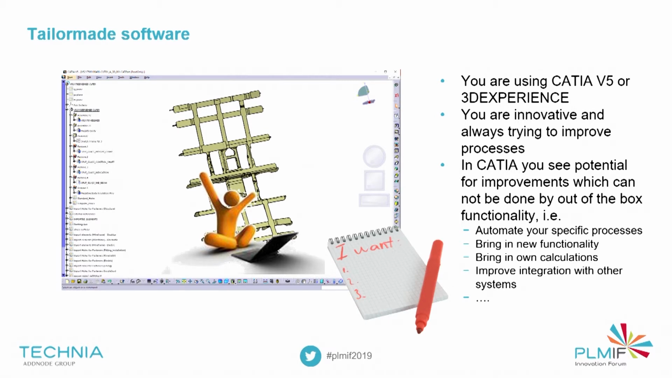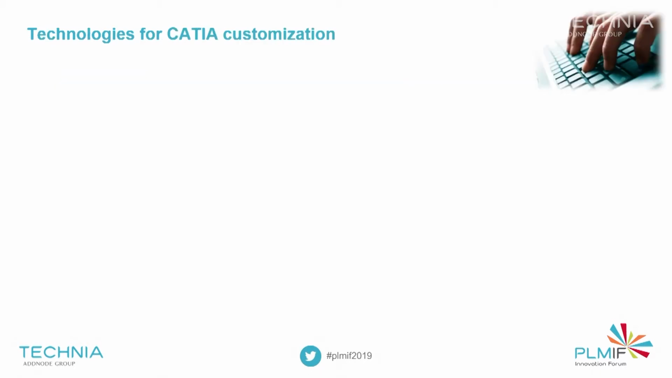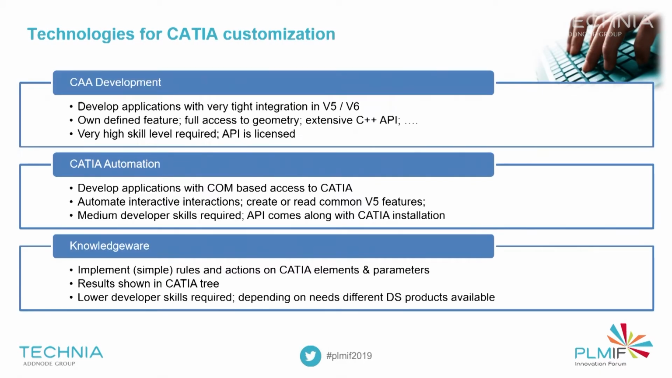So we have the possibility, and CATIA provides different technologies in order to leverage it. Here we can go quickly through it. Knowledgeware you might probably know. Here you can already do a couple of automations and checks and show something in the CATIA tree. CATIA automation is scripting. Maybe some of you are already using it because it's quite simple, but sometimes also limited. It's intended to automate certain steps and processes.